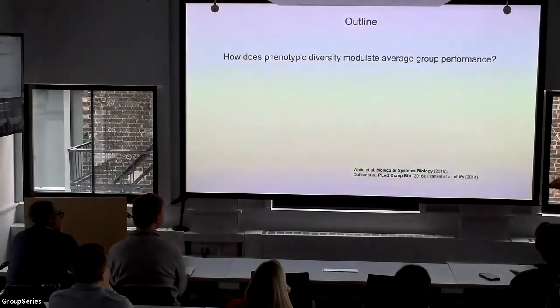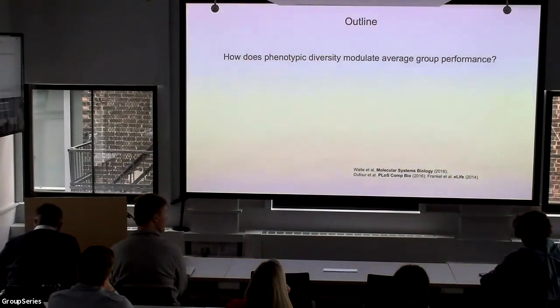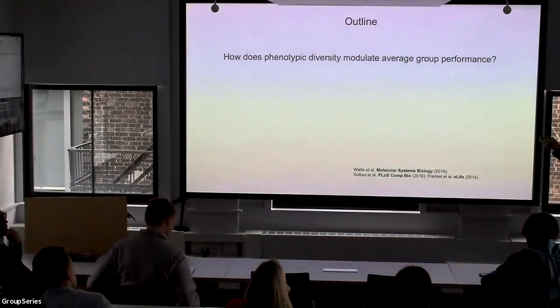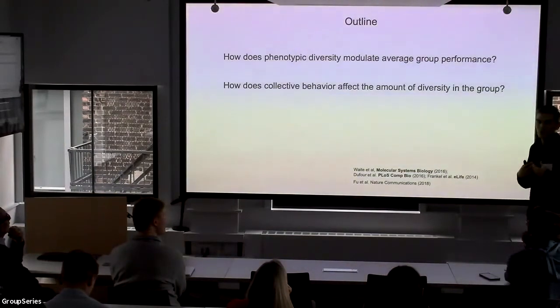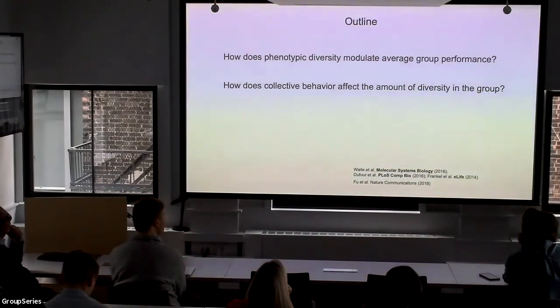And so this is the outline of the talk. The first thing I'm going to talk about is what determines the performance of a single cell at climbing a gradient, and then how diversity in this performance, or this phenotype, affects the average group performance. The second thing is how this collective behavior affects the amount of diversity within the group. If you have too much diversity, it becomes hard to move collectively. So maybe you're going to eliminate some phenotype from the group, or there's going to be an interaction between this collective behavior and the composition of the group that can move together.